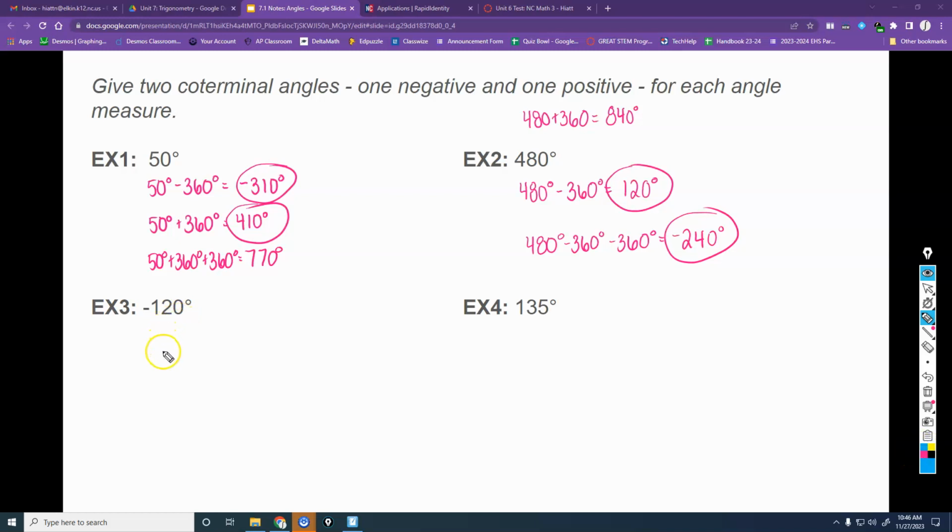For negative 120, raise your hand if you got one for me. Hey, well, what have you got? I got negative 480. Negative 480. So we did negative 120 minus 360. That'll give us negative 480. That's good. All right, Alex, what'd you get?